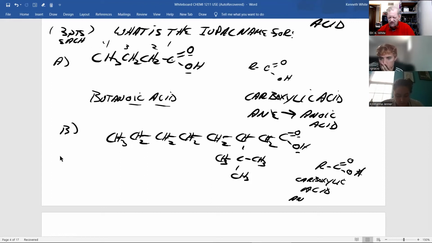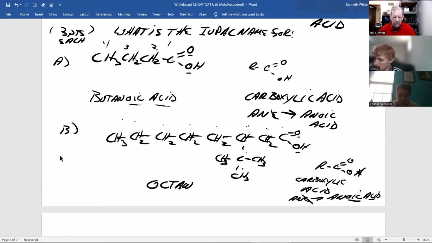Remember, find the longest chain with the carbonyl carbon, carbon double bond to oxygen, name it as an alkane, drop the E, and replace it with the letters OIC and the word acid. Well, longest chain, 1, 2, 3, 4, 5, or 1, 2, 3, 4, 5, 6, 7, 8. 8 is octane. Drop the E, add OIC, and the word acid.